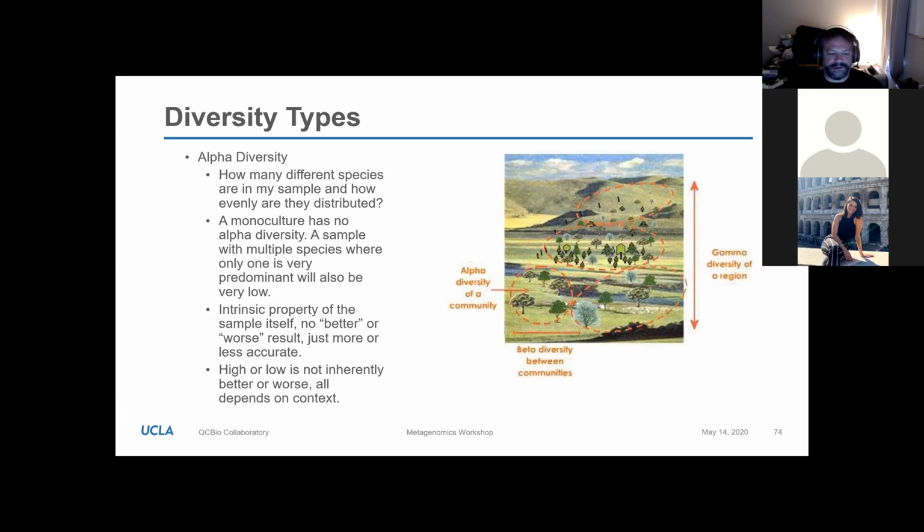So alpha diversity is a property of your sample. I really get annoyed when people treat alpha diversity as a marker for having done something right or done something wrong.